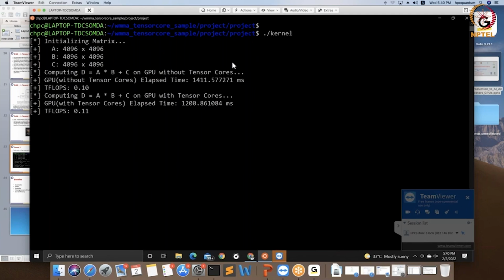You can explain what you have fired and what's happening. Yes, I'll explain the program as well. The idea is that we are trying to compute D equals A into B plus C with tensor cores and without tensor cores, right? So let me just show the program once. There are three programs actually.